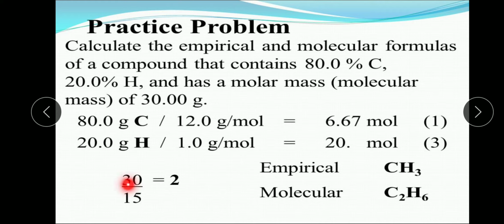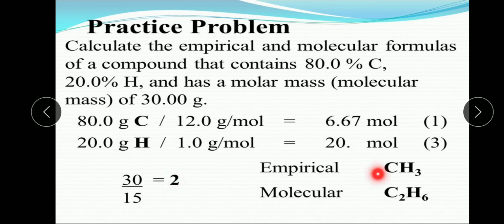To calculate the molecular formula, 30, the given weight of the compound, is divided by the total weight of the empirical formula. The total weight of the empirical formula is 12 for carbon plus 3 times the weight of hydrogen, which is 1. 12 plus 3 gives 15. So, given weight 30 gram divided by weight of empirical formula, 30 divided by 15 is equal to 2.